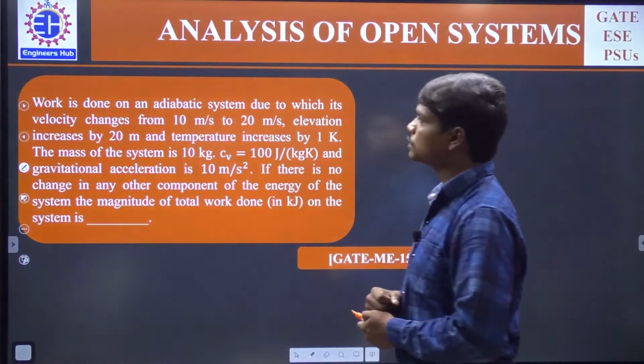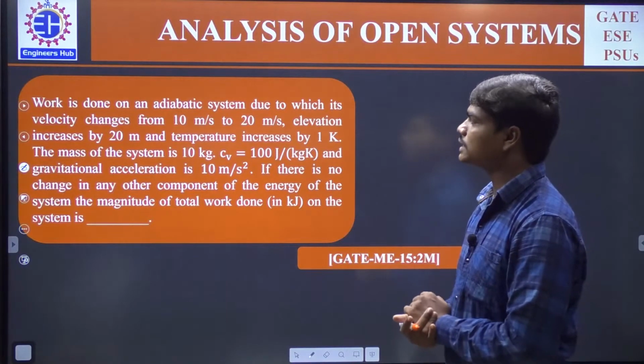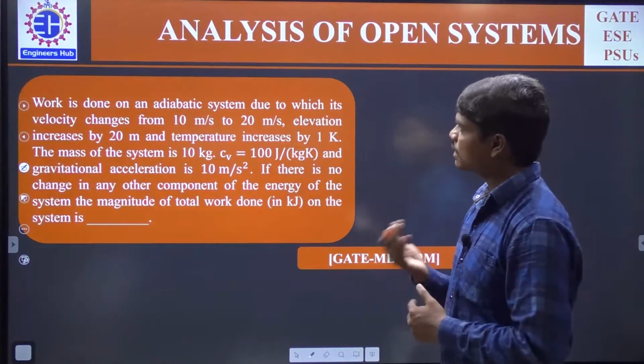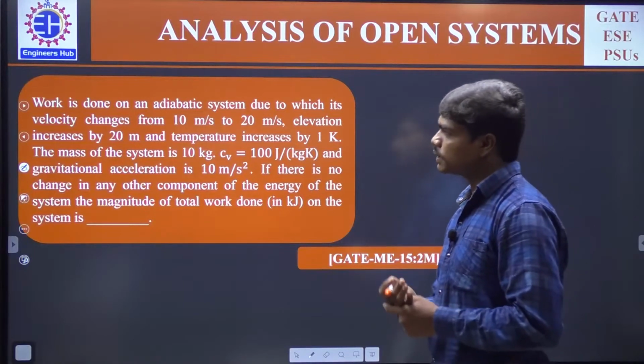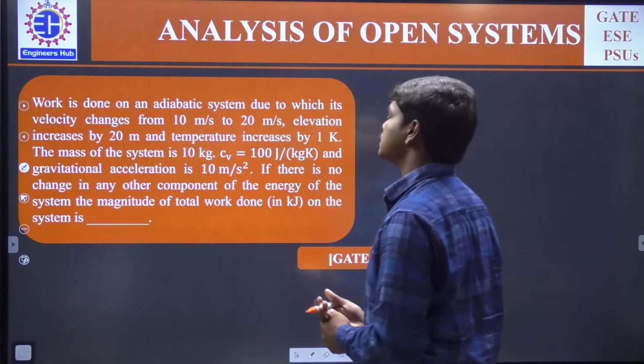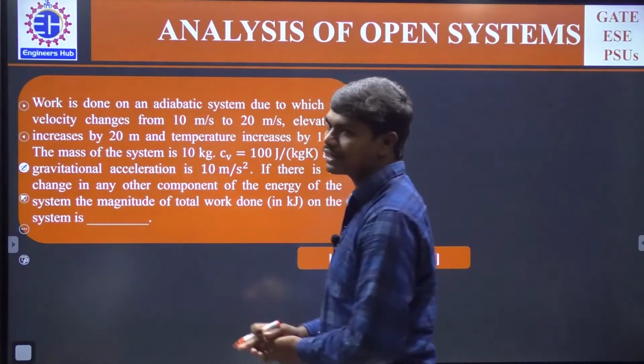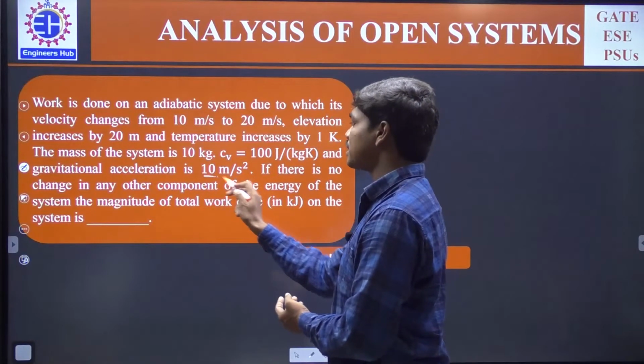So this is the next question. So if you see, work is done on an adiabatic system due to which its velocity changes from 10 meters per second to 20 meters per second. Elevation increases by 20 meters and temperature increases by 1 Kelvin. The mass of the system is 10 kg. So some data is given regarding one system and gravitational acceleration. It's given 10 meters per second square.